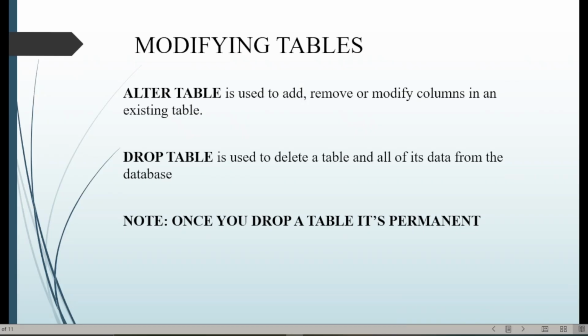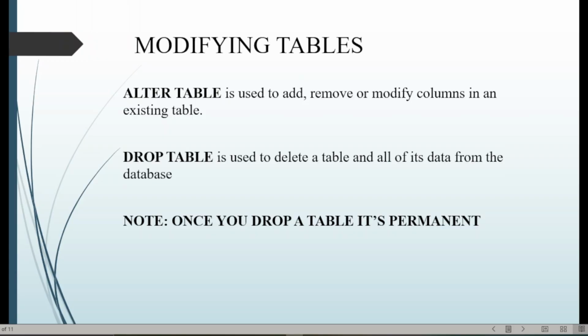The drop table is used to delete a table and all of its data from the database. Note, we've discussed the delete statement already, the delete command. Drop is different from delete. Delete is for you to just delete something, but when you use drop, once you drop a table, it's permanent. That's the end. It's used to delete it permanently. Once you drop a table, you've lost all the contents of that table already.